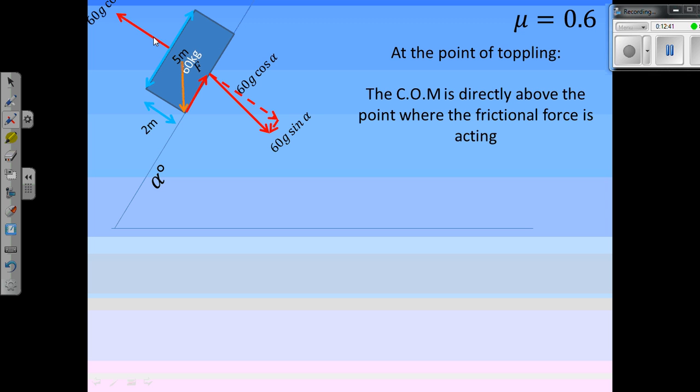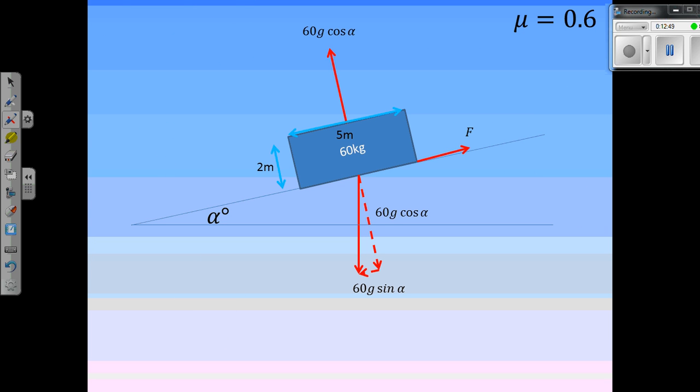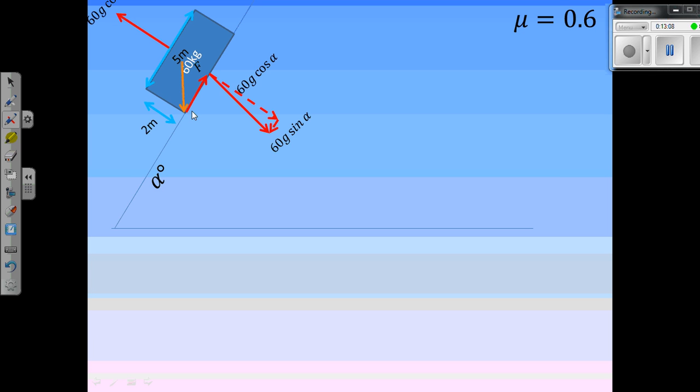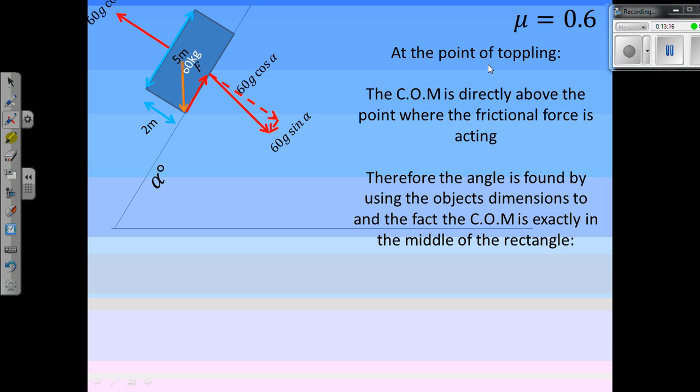And indeed, the normal reaction will be at that point as well. I've been a bit blasé about where I've put that normal reaction. It's legitimate for me to put it there to start with, because we're not talking about the point of toppling. But really, I should have put the normal reaction at the point of toppling as well. Okay, so there's a line of action there. As it turns out, it doesn't really matter, because to solve this, we can just use the object's dimensions.